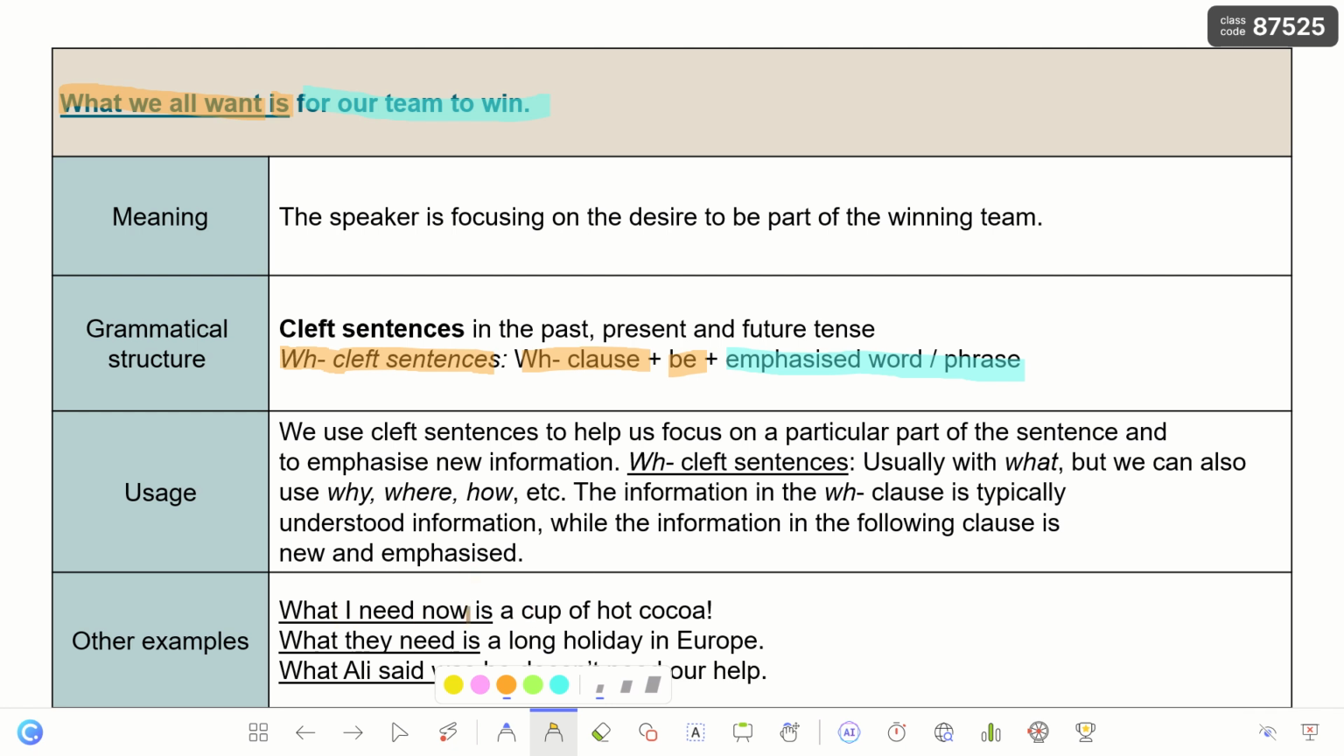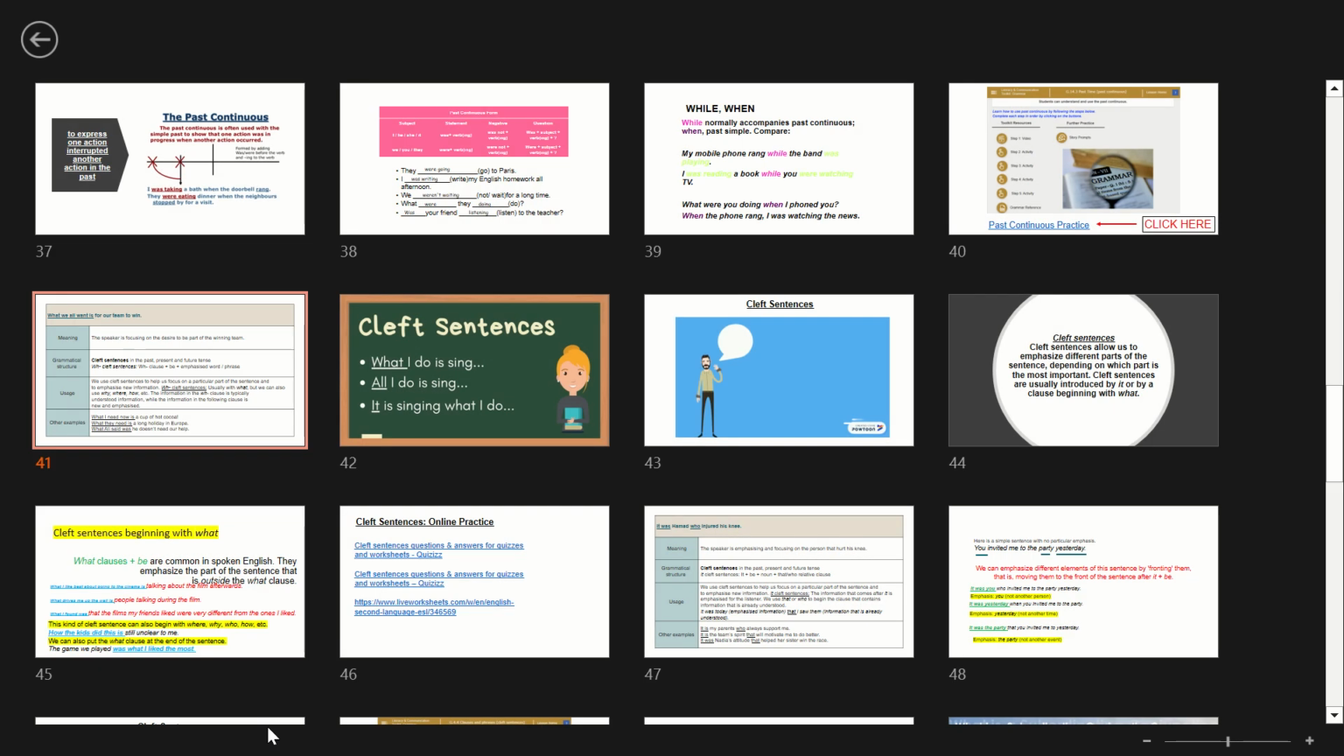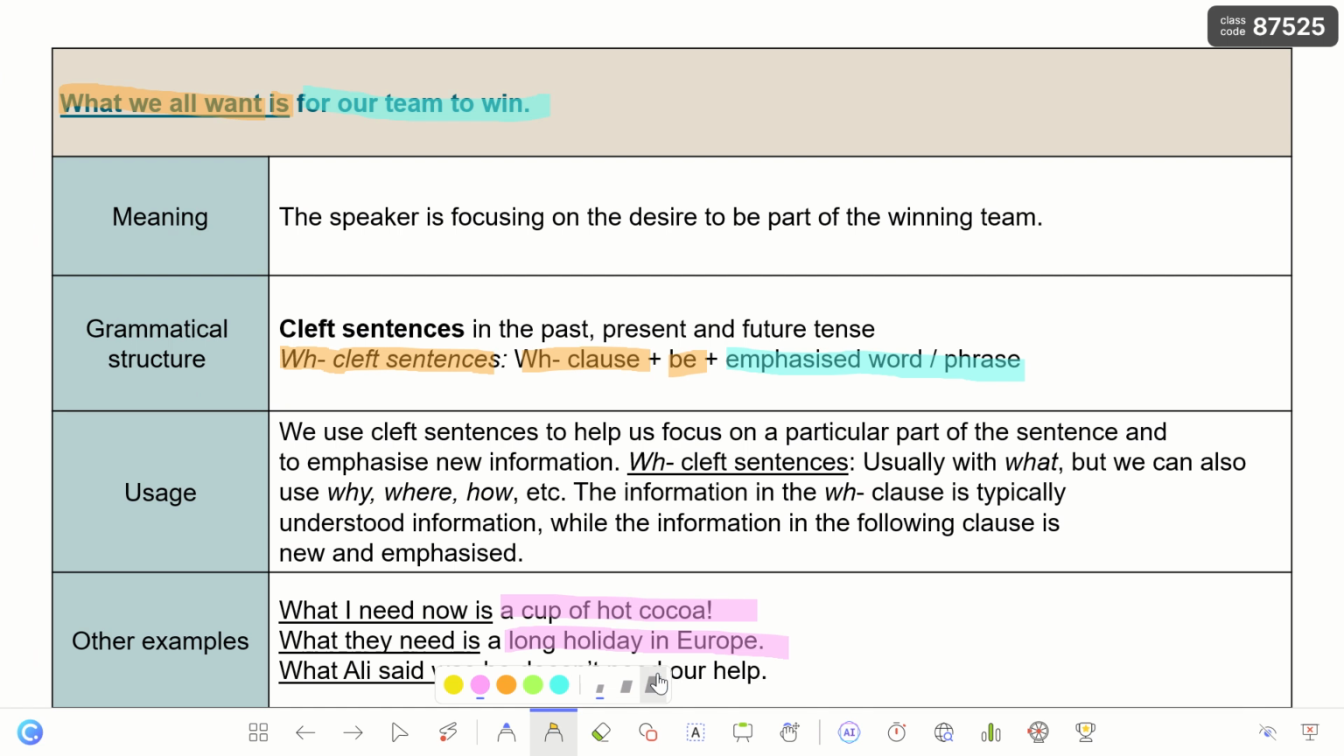So what I need now, this is what we say typically understood. What I need now is, here is the emphasized piece of information, a cup of hot chocolate. What they need is a long holiday in Europe. What Ali said was he doesn't need our help. Okay.